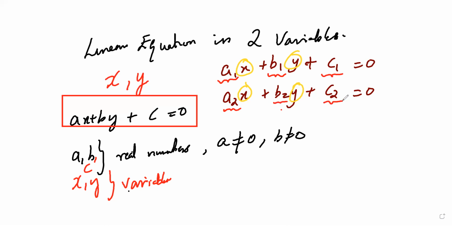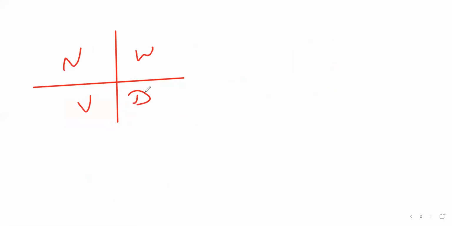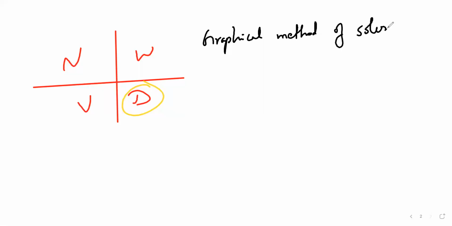Now I will show you how to view it and how to visualize it. The best way to remember is through what? We have four things in maths always: numbers, words, variables, and diagrams. The best way to visualize this particular chapter is through diagrams. So first I'll be teaching you the graphical method of solving.